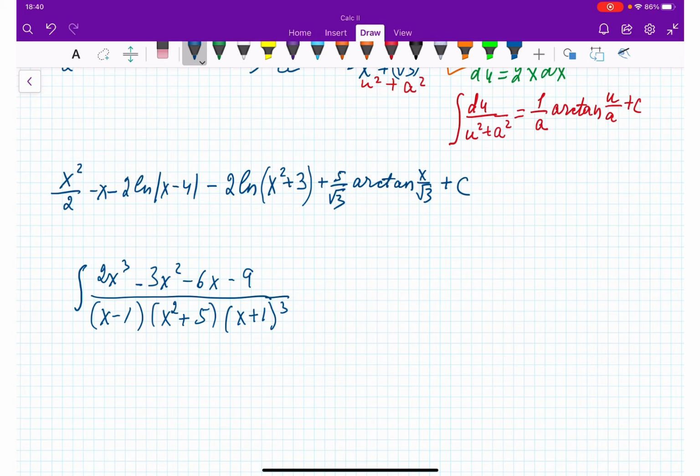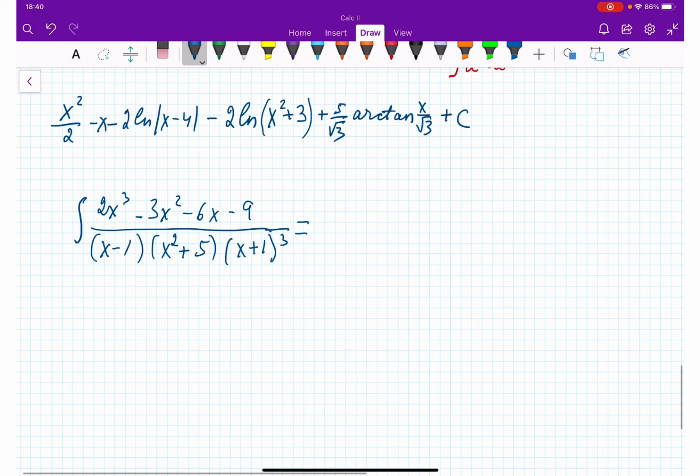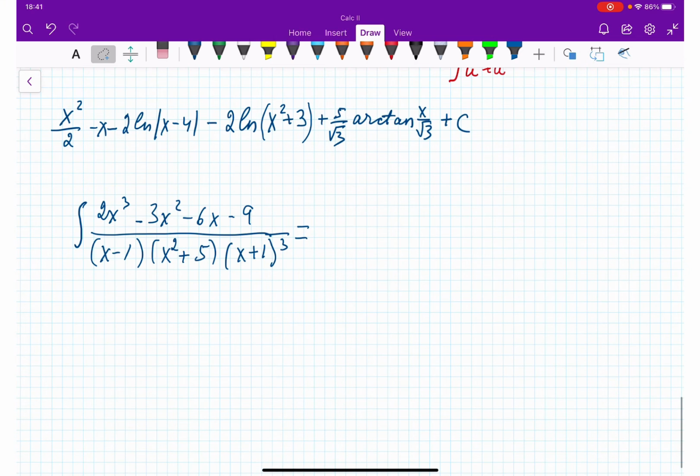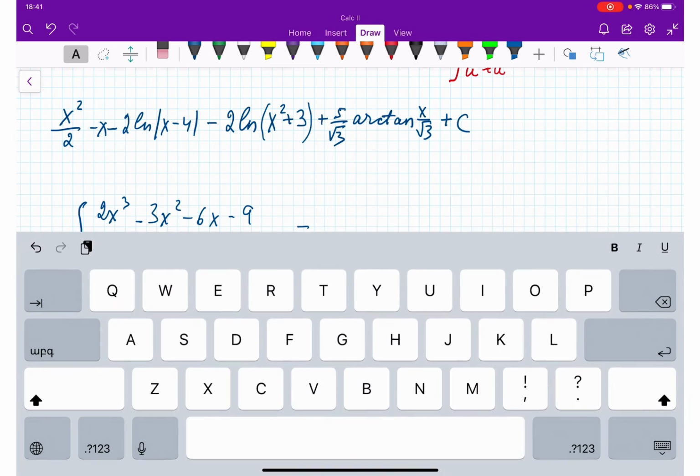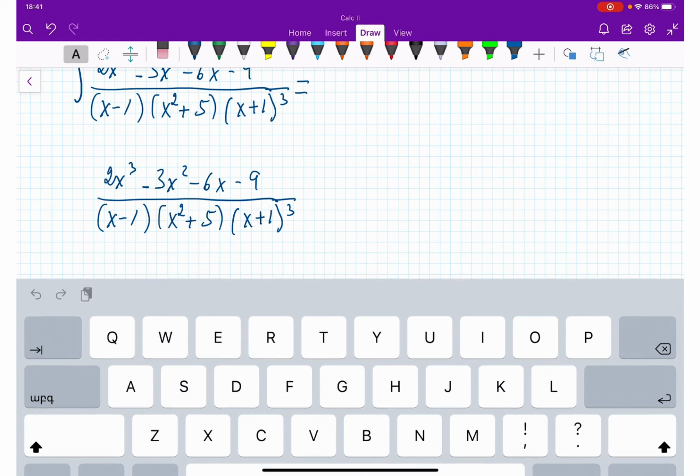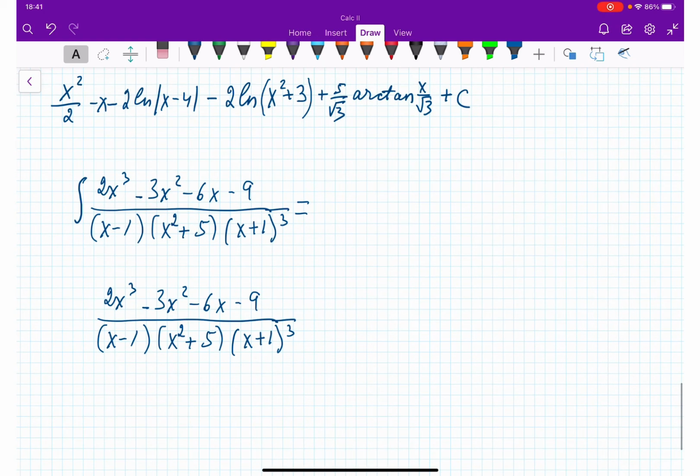So what do we have here? So this way I'm going to break it down. Let's say this fraction. Let me copy and paste so I don't have to write it down over again. Right? So we need to decompose, right? So it's going to be equal a over x minus 1 plus b over, we have x squared plus 5.